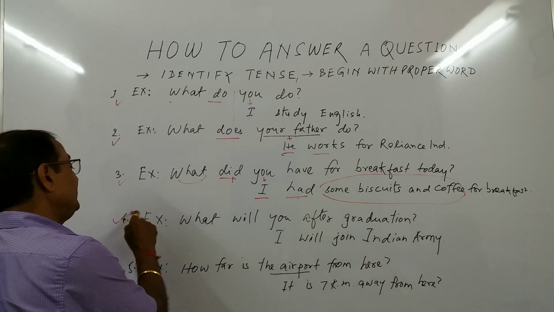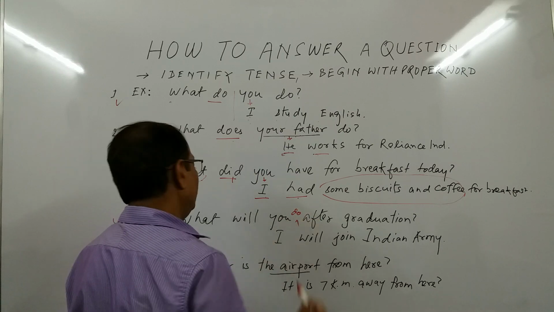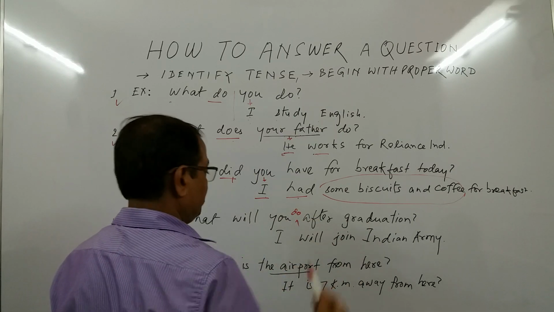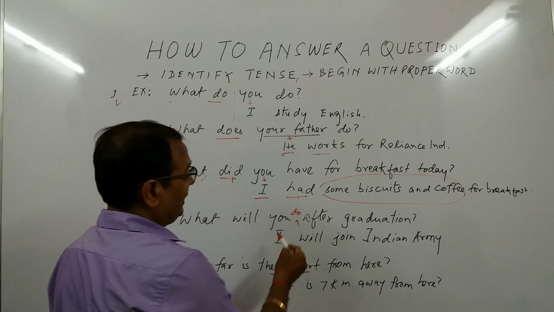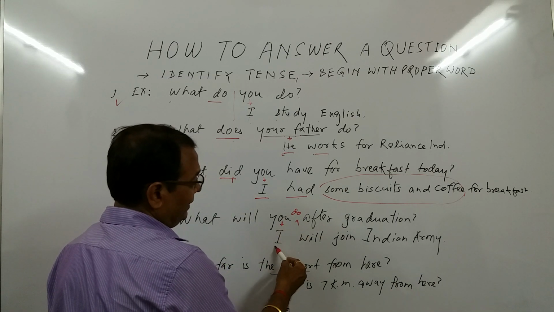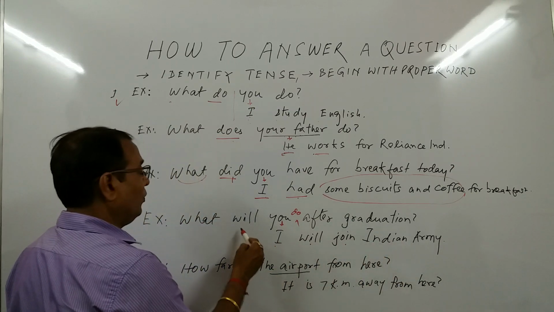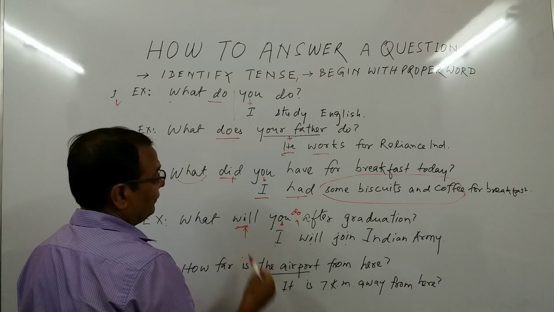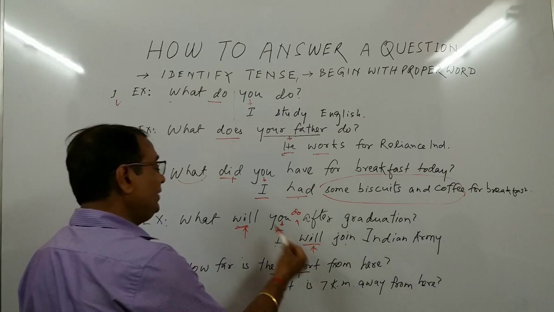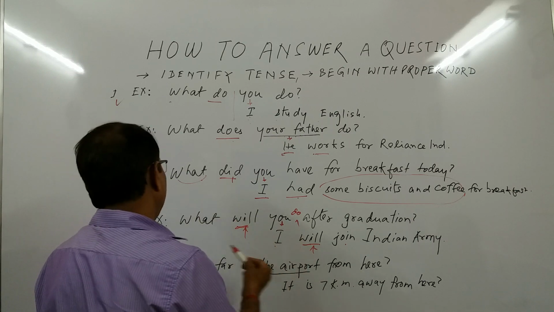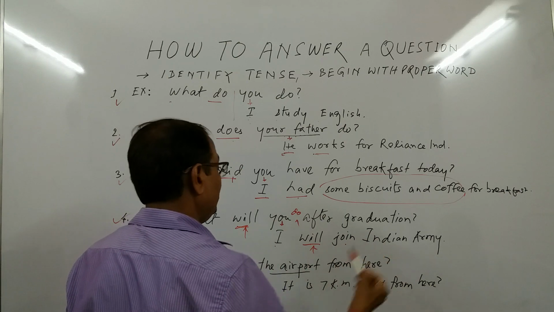The next example is, what will you do after graduation? That's the question people ask you. And you answer like that: I will join Indian Army. Since it is a will question, it's a simple future question, you answer in the future simple. In place of will, you say will. So, what will you do after graduation? I will join Indian Army.